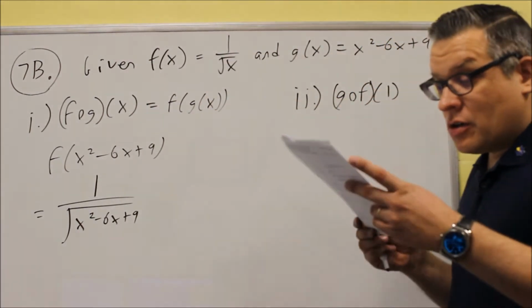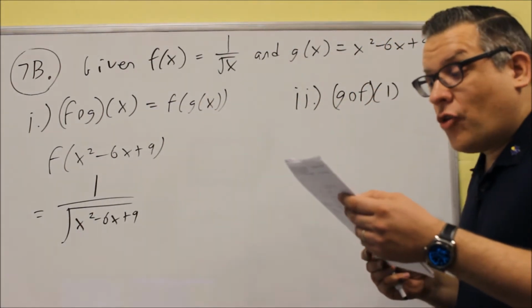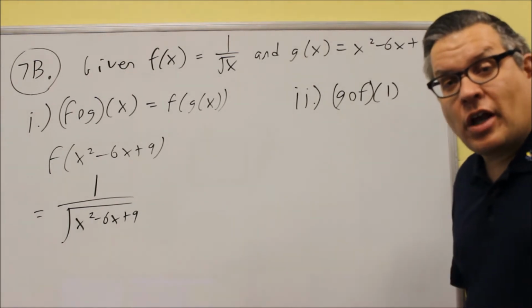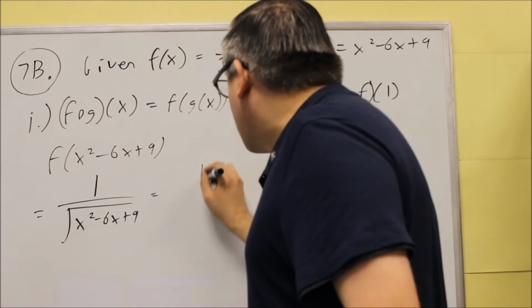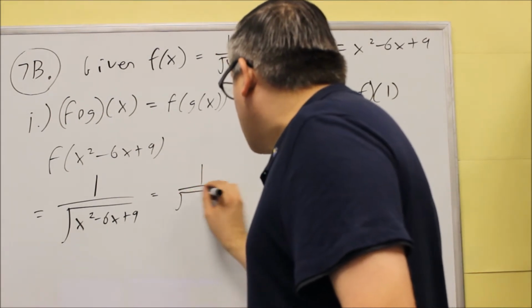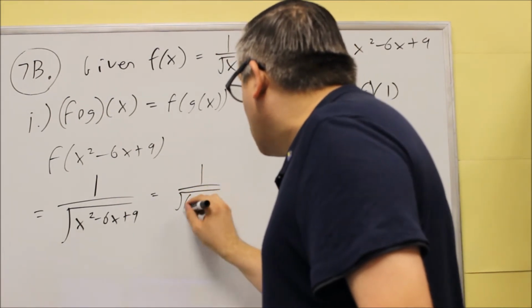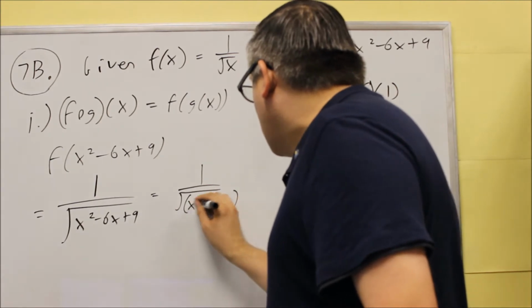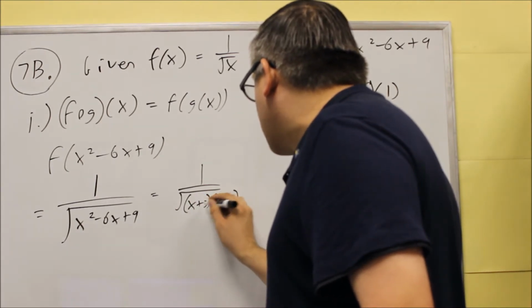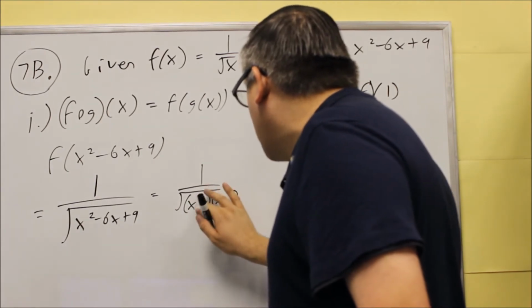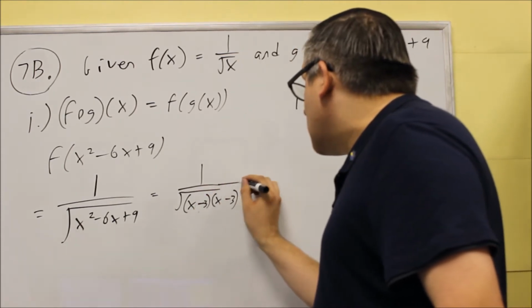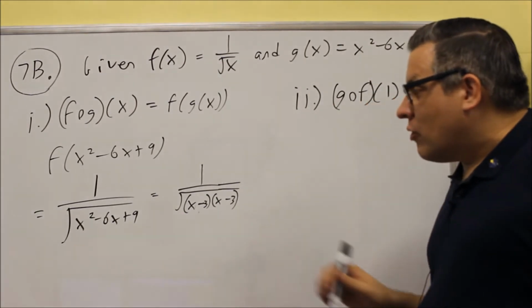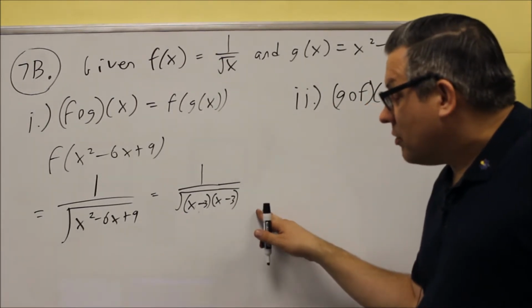Now it says here for the instructions, fully factor and simplify your answer. So we do have to do that with this one. So we have to do another step here. We're going to do square root. Now inside I can factor this one, and that's going to go into x minus 3 and x minus 3. So I have that as that one, as factored.